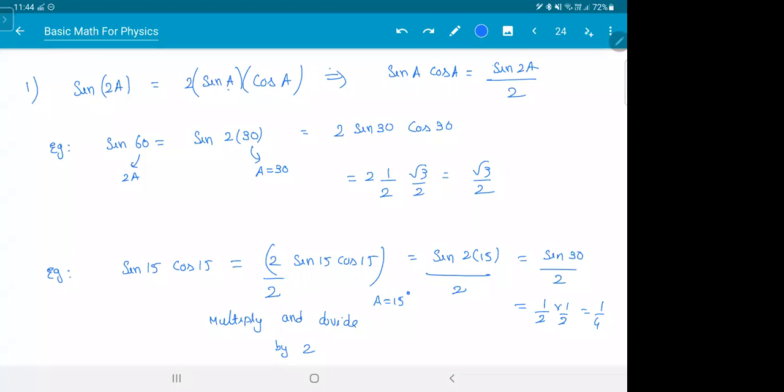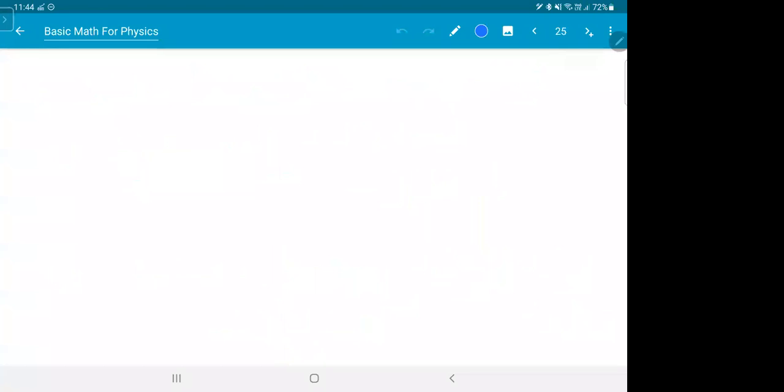Next one. This is very important. Comes multiple times. Cos 2A is 2 cos square A minus 1, or 1 minus 2 sine square A. This can be rearranged. I'll write one at a time. This can be rearranged like this.